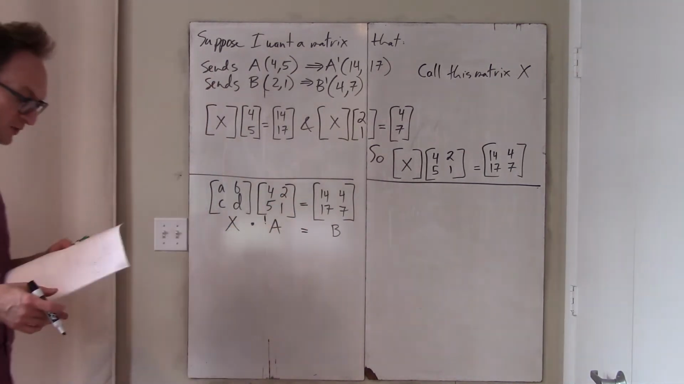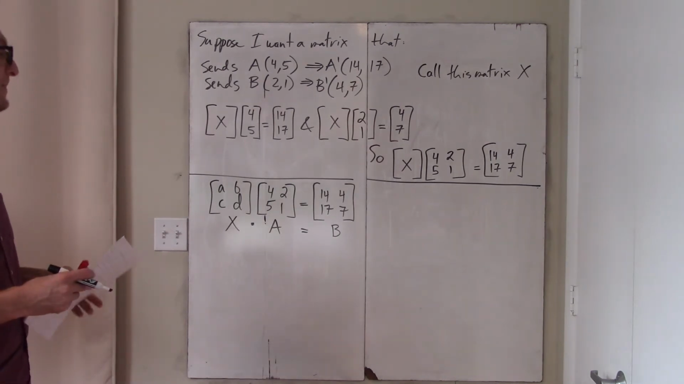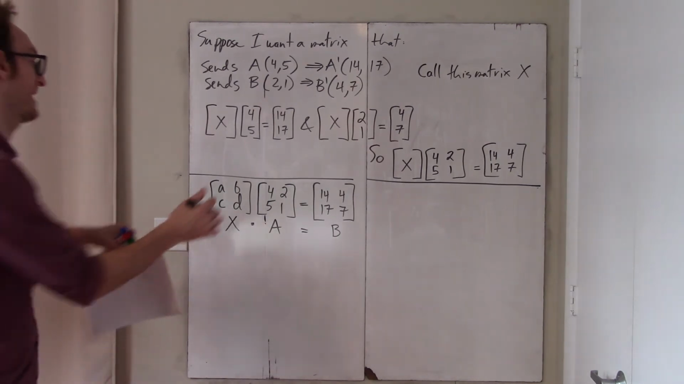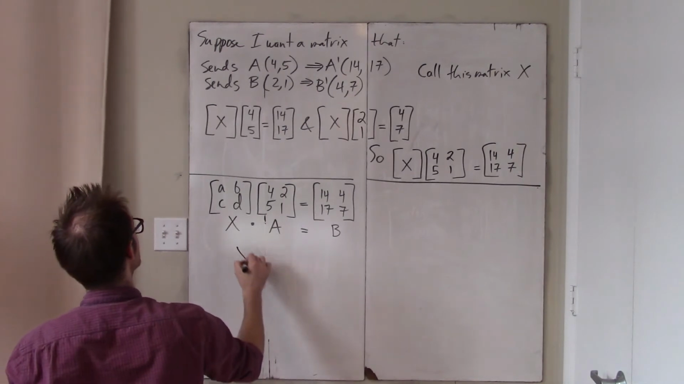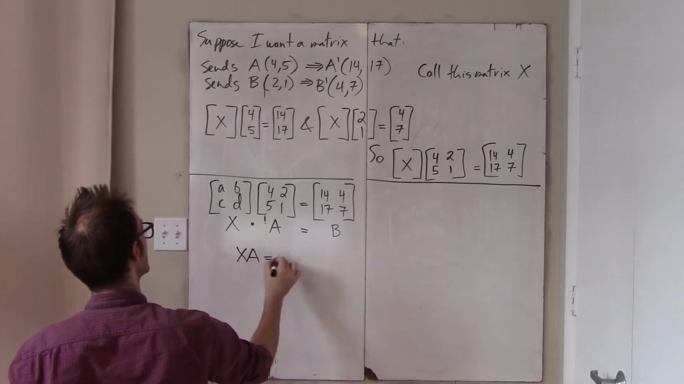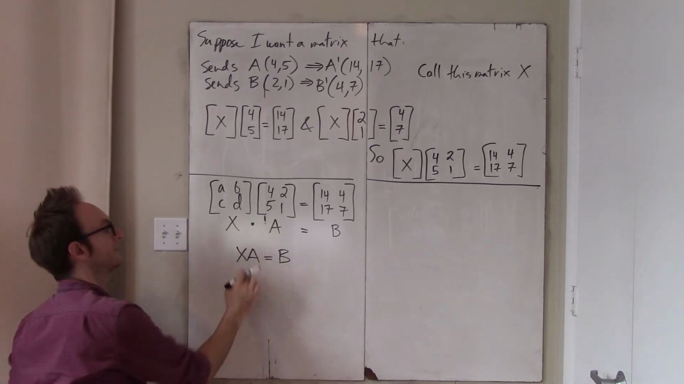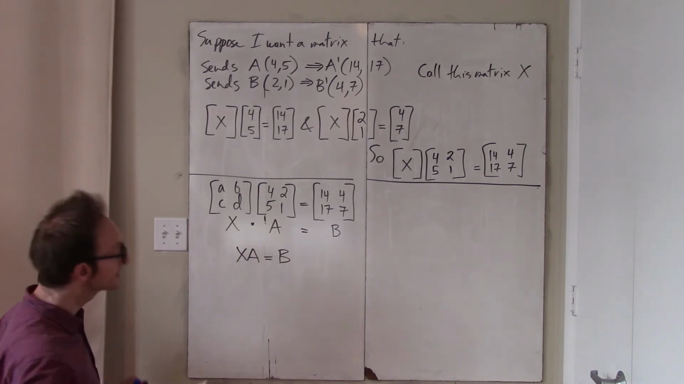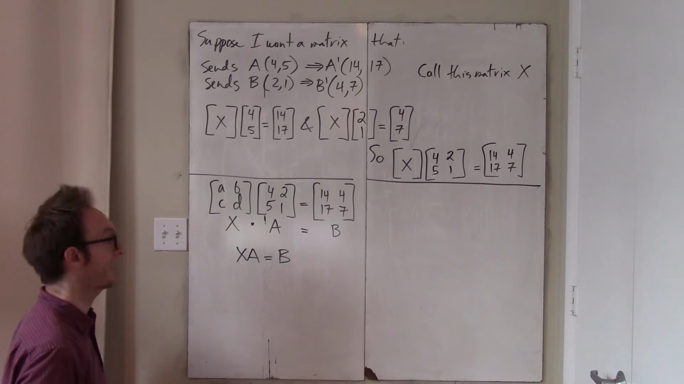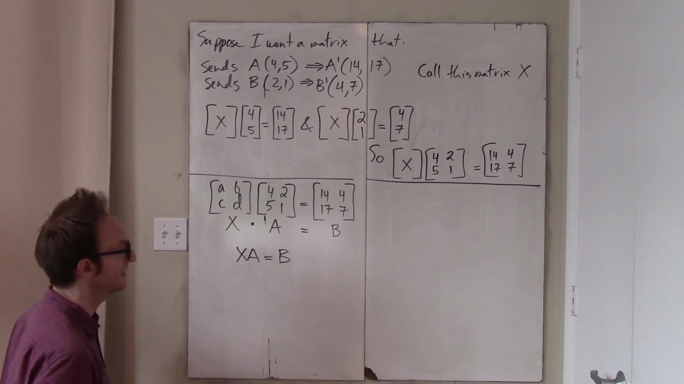Alright, and how do I solve this matrix equation, X times A equals B? Well, we need to be careful. And I warned you earlier in the unit that we would have to be careful. There's only one thing that we can do to this matrix equation which is going to lead us to what we want.